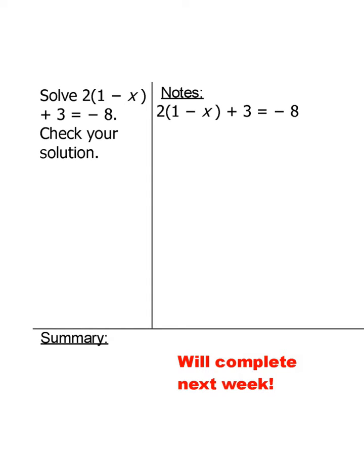So what property will I have to use here? Distributive, right, I heard it. 2 times 1 and 2 times x. 2 minus 2x plus 3 equals negative 8. And then I can combine my like terms, just like I've been doing. Negative 2x plus 5 equals negative 8. And then, what? Subtract 5.